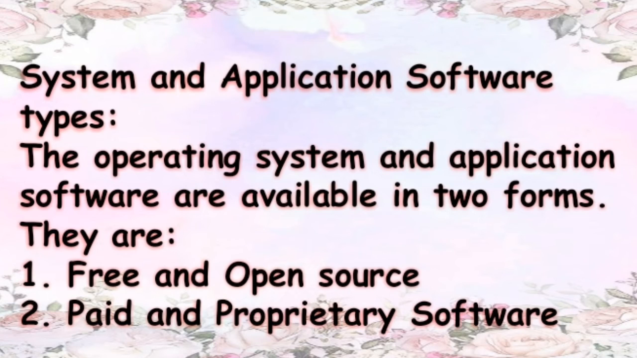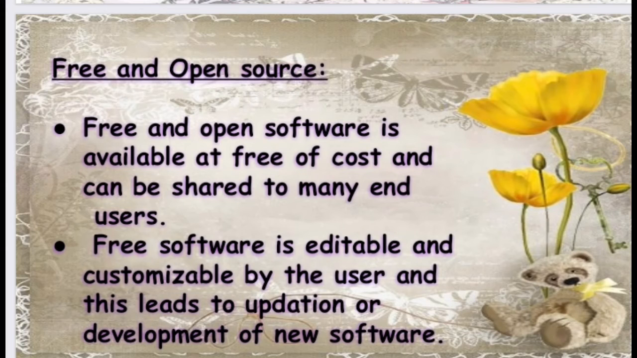Next, system and application software types. The operating system and application software are available in two forms. They are free and open source, and the second one, paid and proprietary software. First, let's see free and open source.